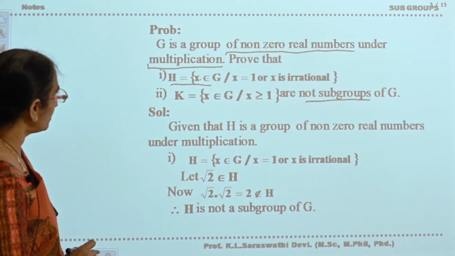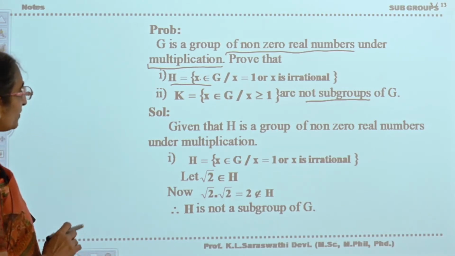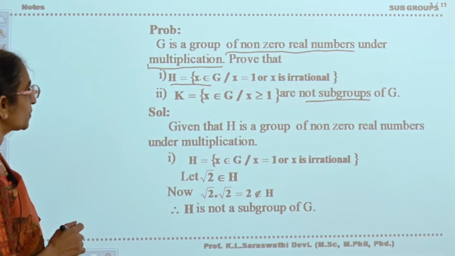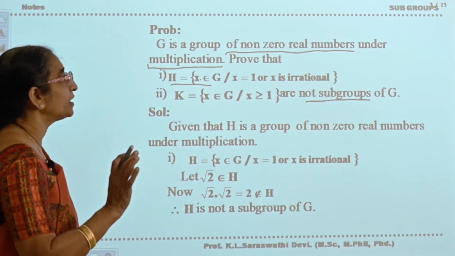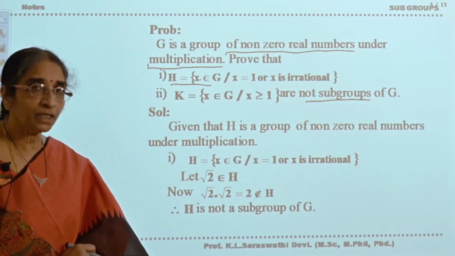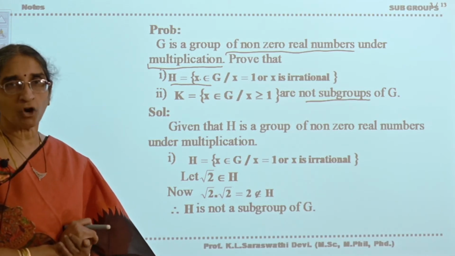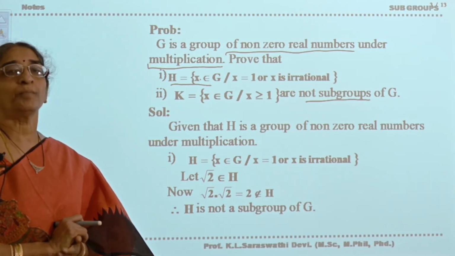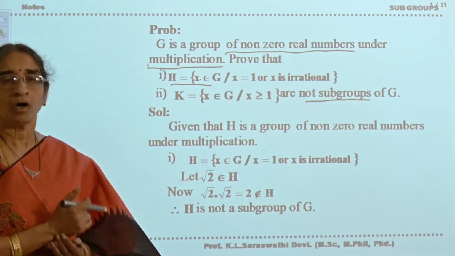Now similarly, in the second problem, K is equal to the set of x belongs to G, x greater than or equal to 1, and it is not a subgroup. Here you have to show that H and K are not subgroups. With respect to which operation are you thinking? The operation of G; the operation of H will be the operation of G.